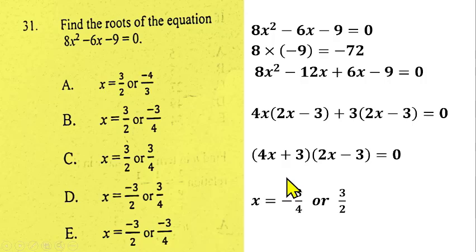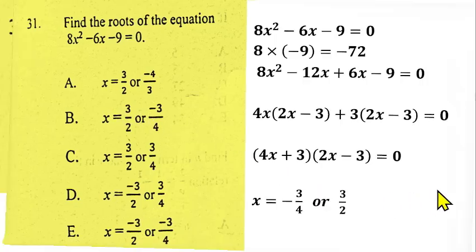So in this case, our x here will be minus 3 over 4, or x here will be 3 over 2. Although we have skipped a step here, which I believe you know what you have done here, this is equal to 0, this is also equal to 0. So from there you can find your x for each of them. So that makes option B the right answer for question number 31.